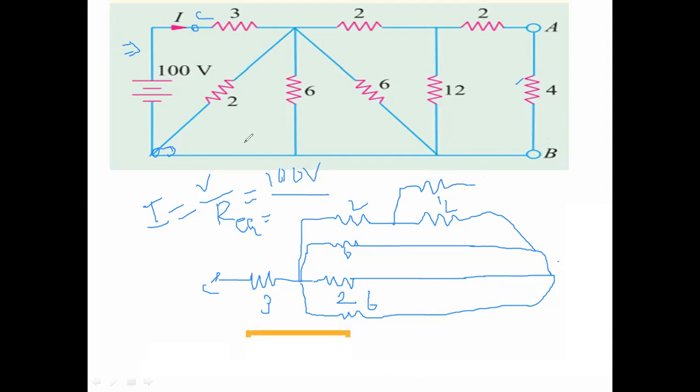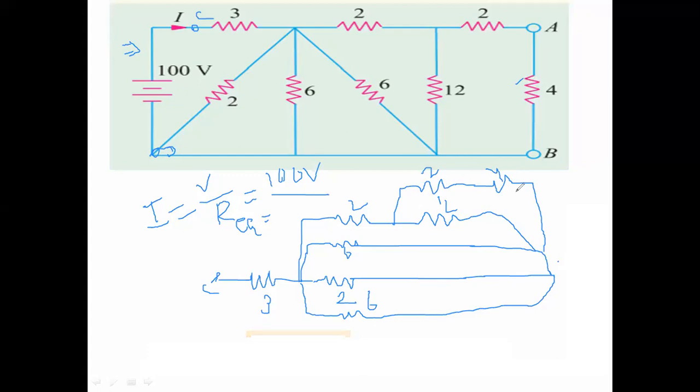So this entire thing is the D connection. This is D. So this is the 2 ohms and this is the 4 ohms. Now see, 2 and 4 are in series. The net value is 6.